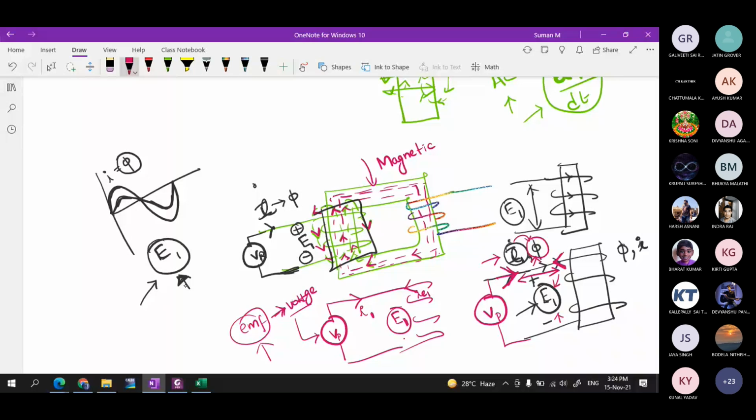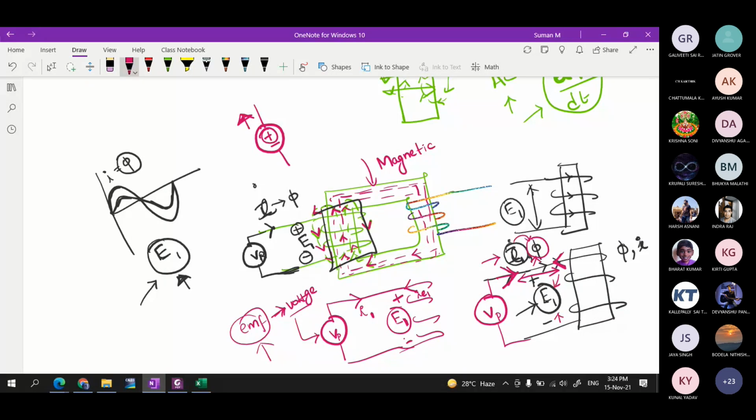We already discussed, I am not sure whether I discussed this or not, that the current should always come out of the positive polarity. We always consider that if it is a positive source, the current coming out is always from the positive polarity. So since this current will be in this direction, you have to consider positive polarity here and negative polarity here.